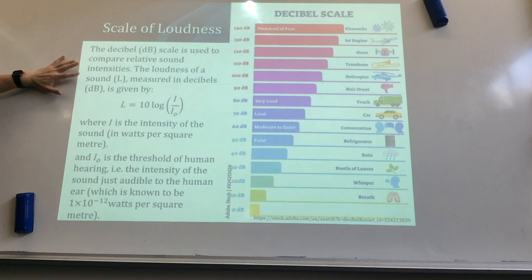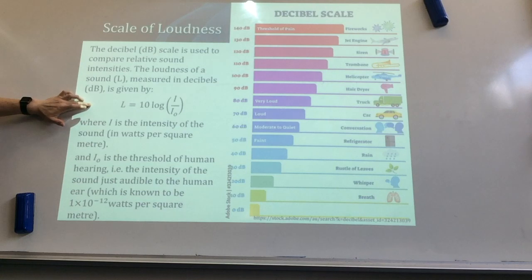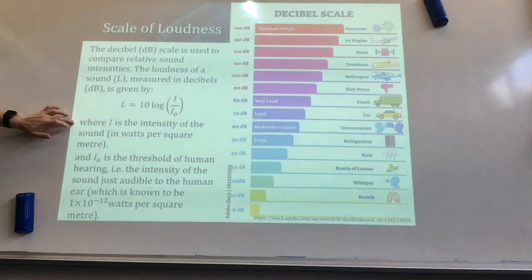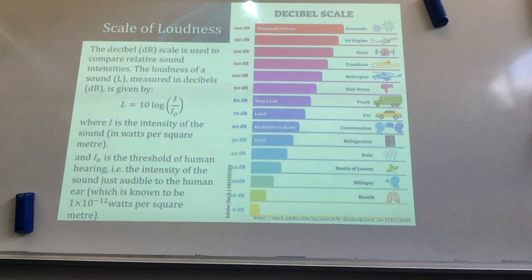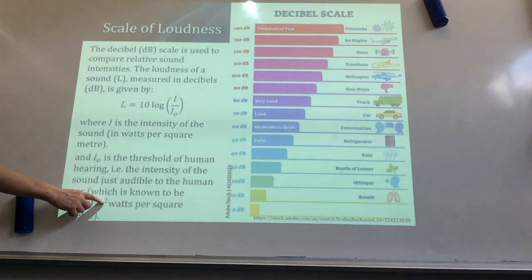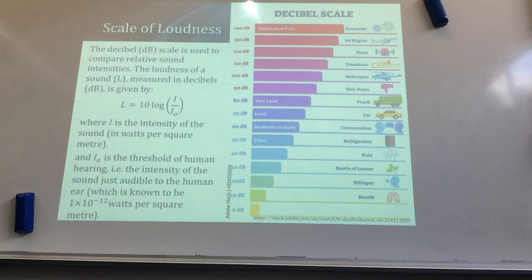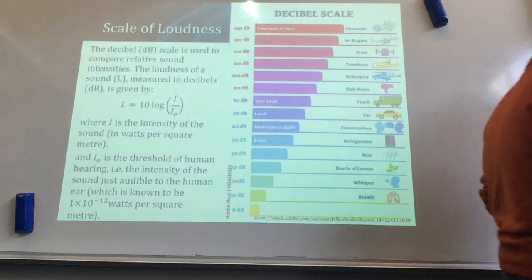The loudness of a sound L, measured in decibels, dB, is given by that formula. Where there should be L, I don't know why I typed I in. I is the intensity of the sound in watts per square meter, and I naught is the threshold of human hearing, the intensity of the sound just audible to the human ear, which is approximately 1 times 10 to the power minus 12. In the actual application questions, all this will be given to you. You don't have to worry about the formula. You don't need to know that.